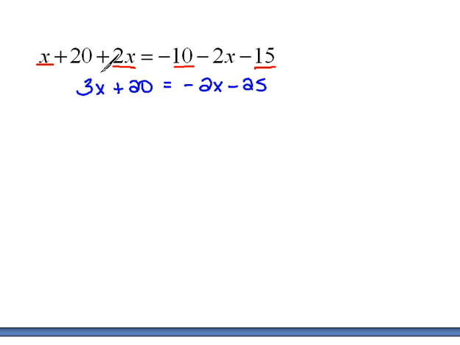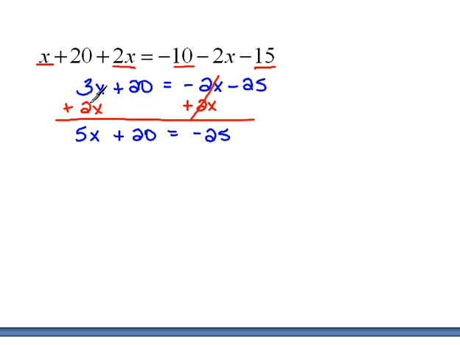Now we have x's on both sides of the equation. So let's remove this negative 2x by doing the opposite, which would be to add 2x to both sides. When we do that, a minus 2x plus 2x, those cancel. So we have 3x plus 2x is 5x, a positive 20 equals negative 25.